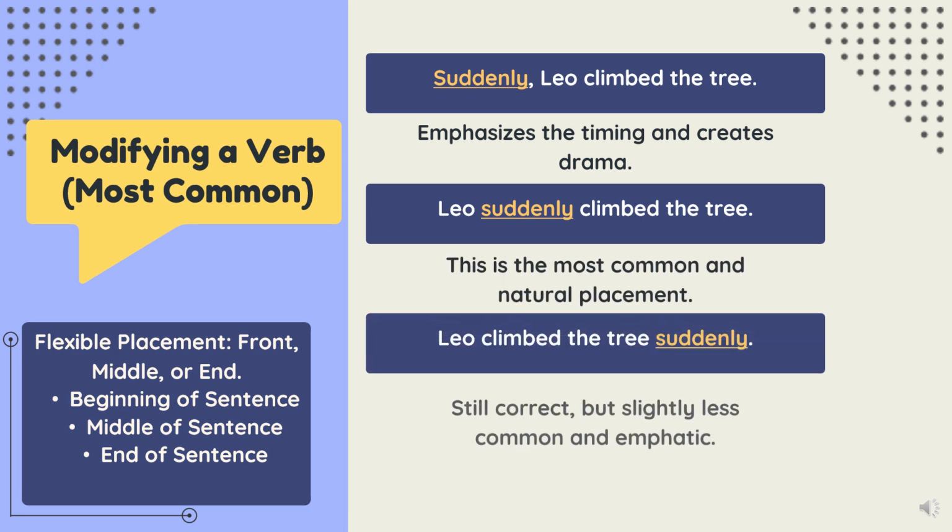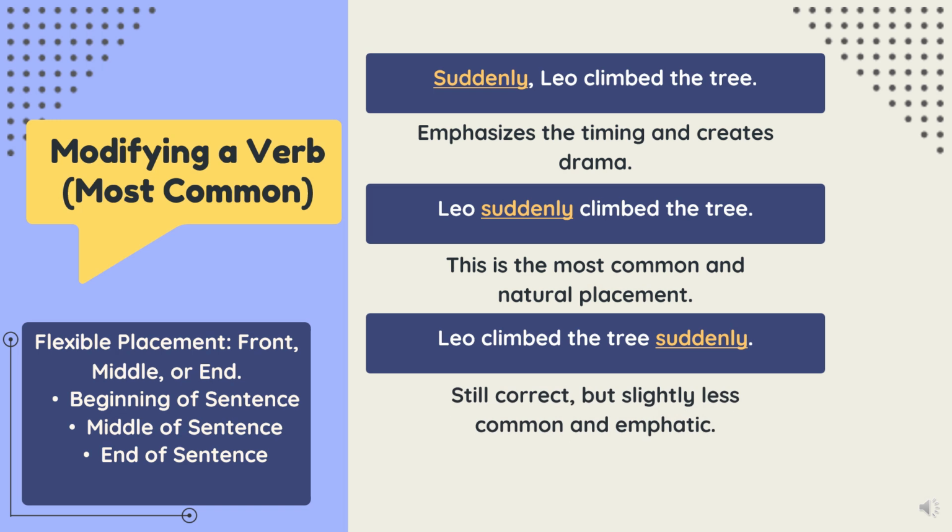3. At the end. Leo climbed the tree suddenly. This is still correct but used less often. Your choice depends on what you want to emphasize. Front for drama, middle for flow, end for a concluding detail.